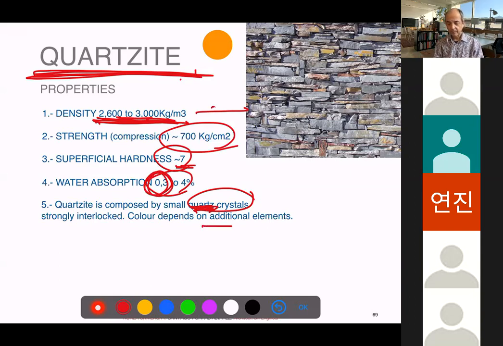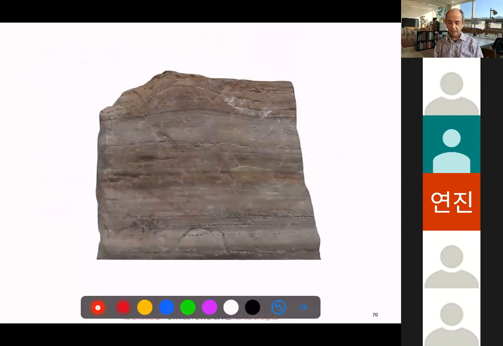And the other minerals added to the rock change the color. And you see, one attractive point of quartzite is this kind of chromatic variation, this color variation, which makes those rustic garden or natural looking walls so attractive in many cases. So this is very much crystallized quartzite.